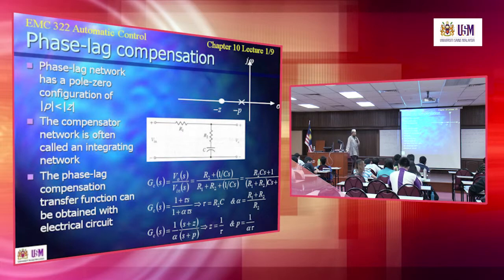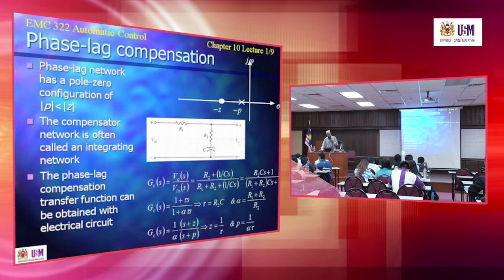network. Okay. So remember just now when we had a phase lead compensation, it became like a differentiator, but when we do this way, it will become like an integrator, okay. So it is acting as if you multiply with 1 over S.